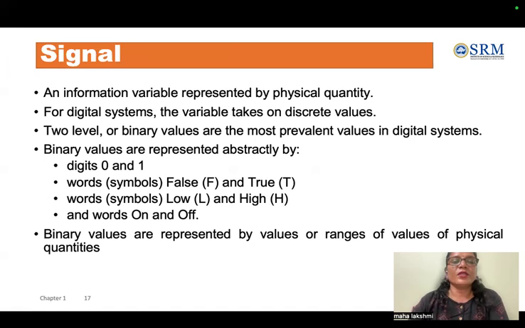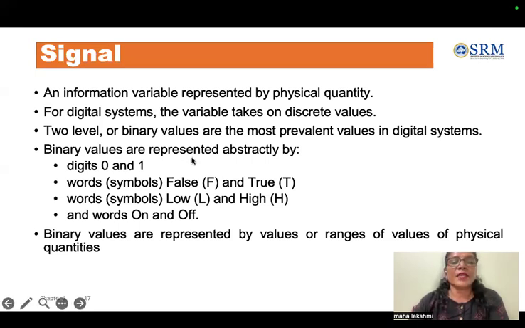If you take information, that information can be represented by using a physical quantity. For digital systems, it can be digital units, zeros or ones, or discrete values. If you consider in terms of levels, we can represent a signal in terms of two levels or binary values, zeros and ones, or true or false, or low or high. By using those levels, we can represent your signals. So these are all the different forms of discrete signals.